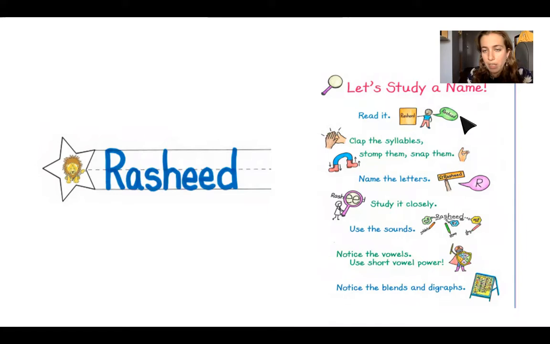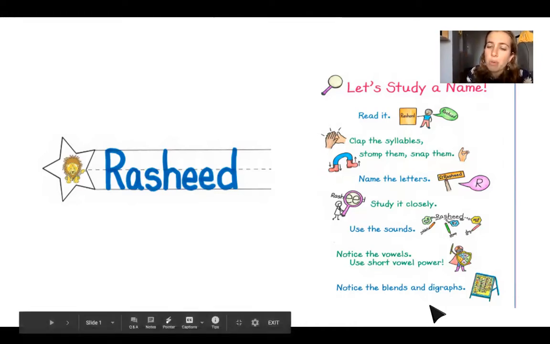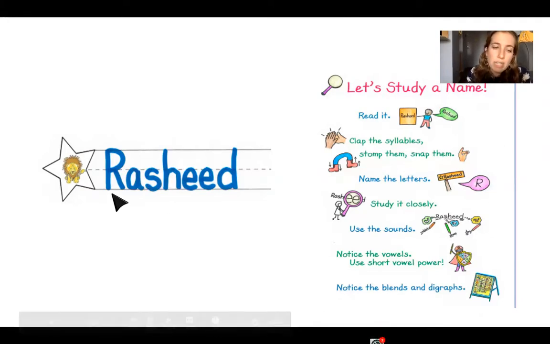We're going to read it, clap the syllables, stomp and snap them. We're going to name the letters in his name. We're going to zoom in and study it closely. We're going to use the sounds in Rasheed to make other words. We're going to talk about the vowels in his name. Thumbs up if you remember learning about vowel power in kindergarten. And then we'll notice the blends and digraphs in the word. So first we're going to read his name, Rasheed.